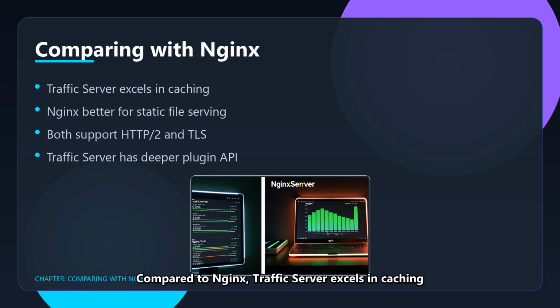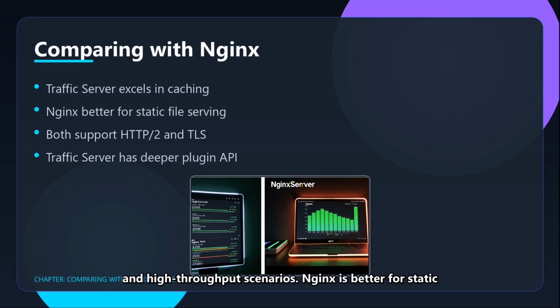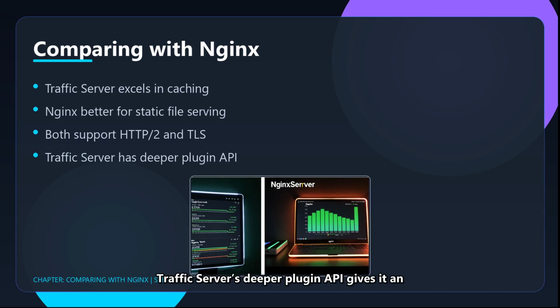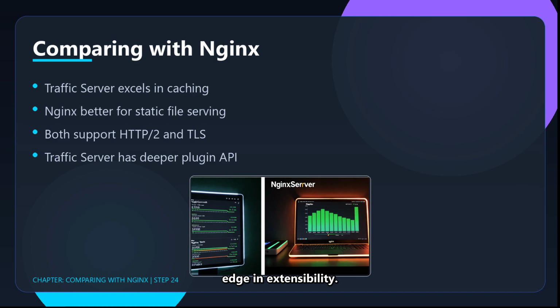Compared to Nginx, Traffic Server excels in caching and high-throughput scenarios. Nginx is better for static file serving, but both support HTTP/2 and TLS. Traffic Server's deeper plugin API gives it an edge in extensibility.